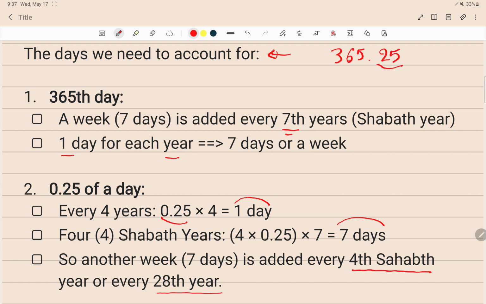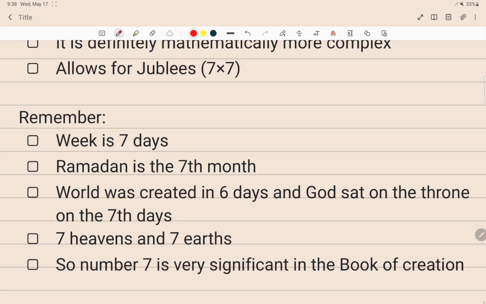I know this might sound confusing, but it really isn't. It's very simple. Everything is a multiple of 7. Remember, 7 is a very important number in the book of creation. A week is 7 days, correct? Ramadan is the 7th month of the year. The world was created in 6 days, and God, our creator, sat on the throne on the 7th day. There are 7 heavens and 7 earths. So the number 7 is very significant in the book of creation. And you can imagine that our creator, who created the world in 7 days, has included this number in the calendar. And that's why we have all these multiples of 7.